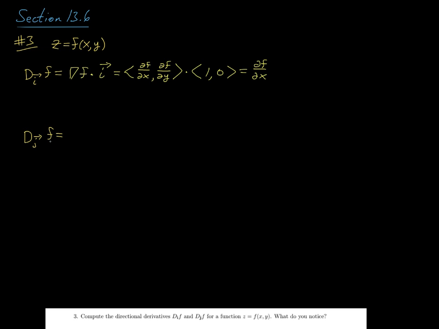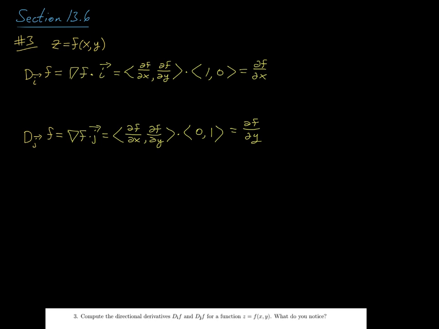And of course, for the derivative of f in the j direction, it's really the same thing, just now looking at this unit vector as 0, 1. So this is just going to give us the partial derivative of f with respect to y, because we're now moving in the positive y direction, and so this derivative is just telling us the slope of our surface in that direction. Okay, so that makes perfect sense.